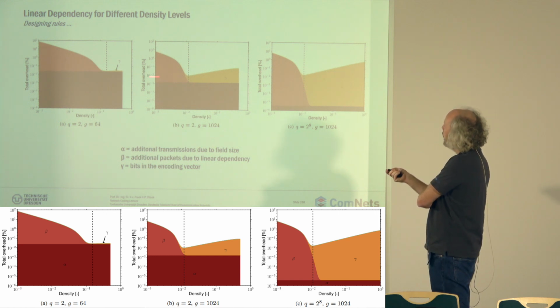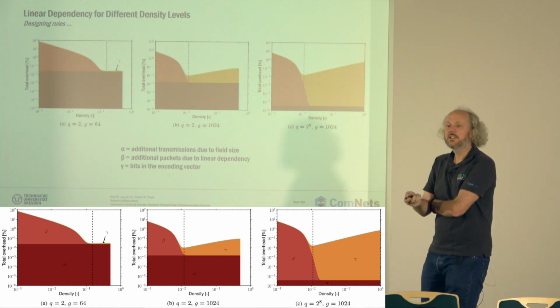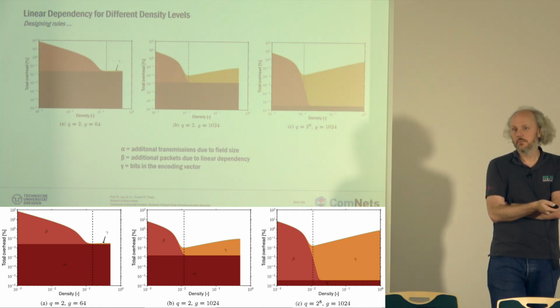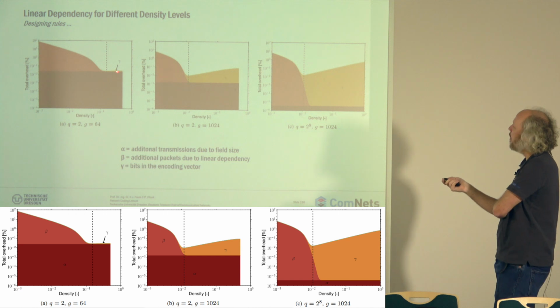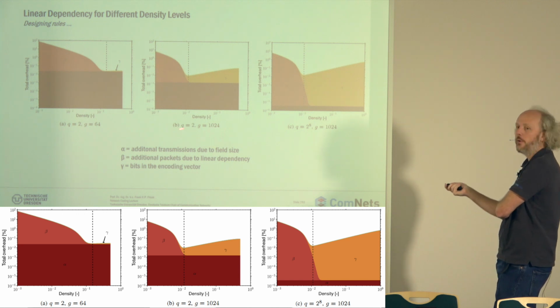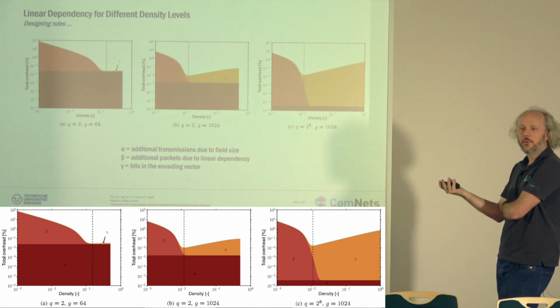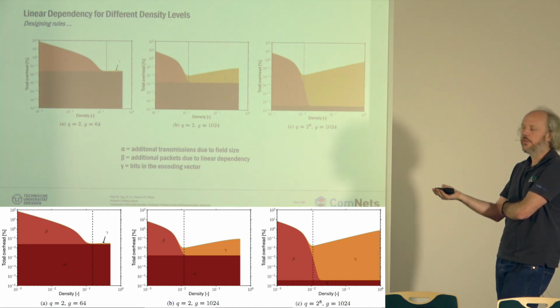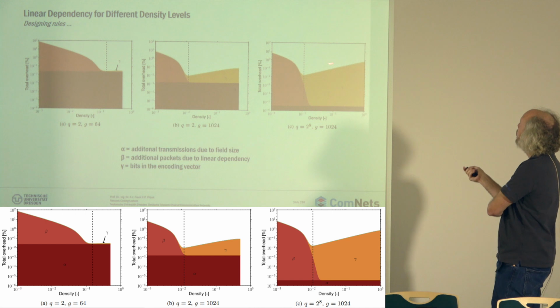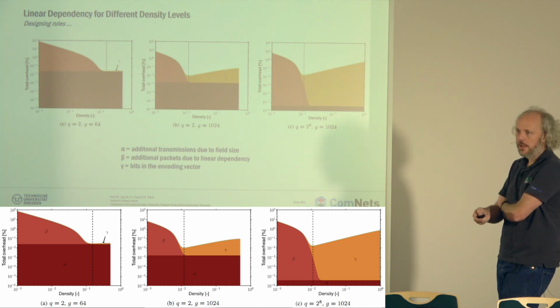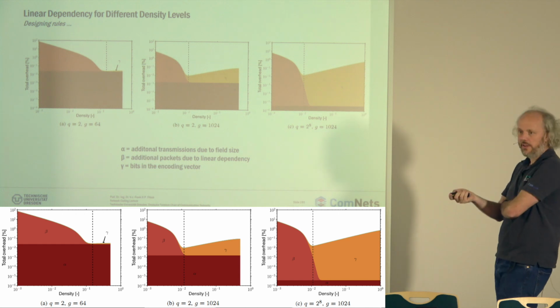Then this one, the orange one, the gamma, this is the impact of the encoding vector, which is very small when it comes to the binary field with a low generation size. It grows up a little bit if you have a huge generation size. So remember, G multiplied by log base 2 of the field size. But it becomes really huge when field size is high and the generation size is high. Then the overhead really comes from the encoding vector.